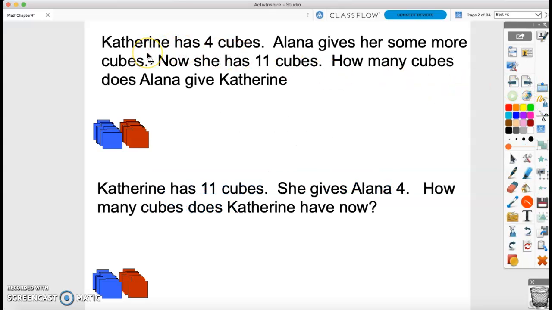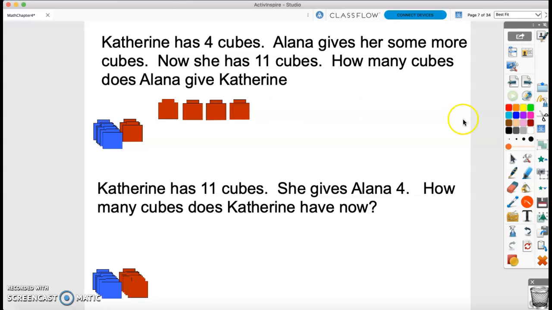So here we have a problem at the top. Let's read it. It says, Catherine has 4 cubes. Alana gives her some more cubes. Now she has 11 cubes. How many cubes does Alana give Catherine? So let's go ahead and look and see. Catherine had 4 cubes. 1, 2, 3, 4.